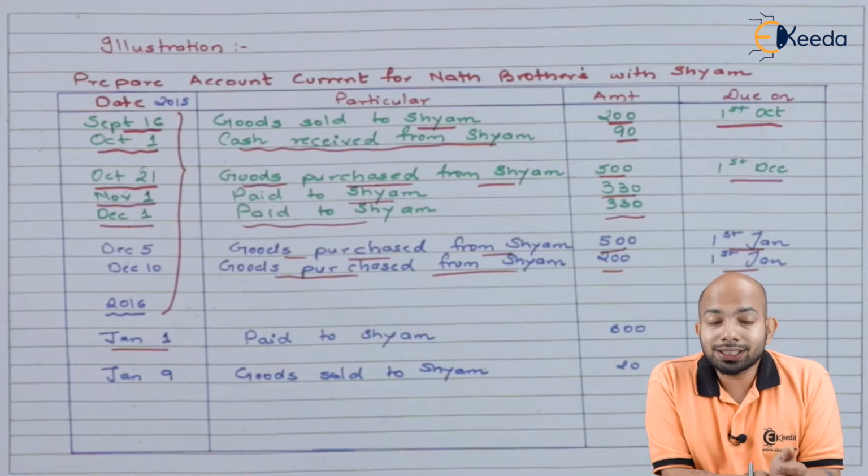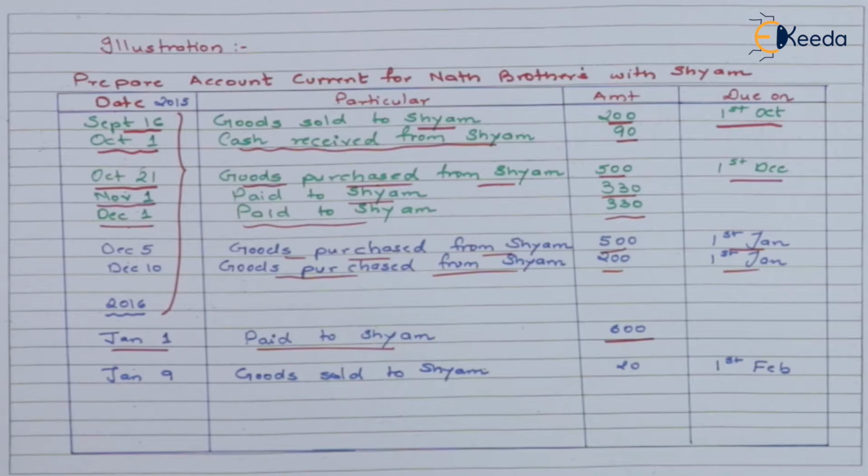Now for the year 2016, on 1st of Jan, we paid certain amount to Sham which is 600 rupees, and again on 9th of Jan, certain amount of goods was sold out to Sham and we received an amount of 20 on it, the due date being 1st of Feb.